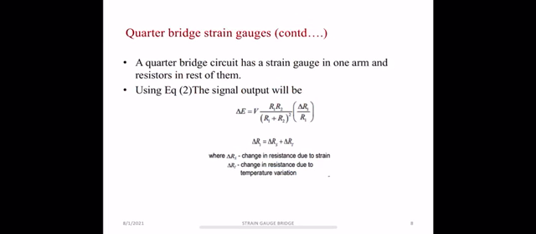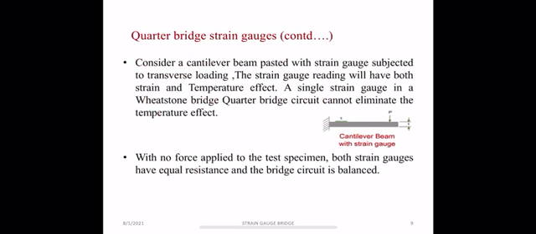A quarter bridge circuit has a strain gauge in 1 arm and resistors in the rest of them. Using equation 2, the signal output will be delta E equals V into R1 R2 by R1 plus R2 the whole square, into delta R1 by R1, where delta R1 equals delta RS plus delta RT. That is, delta RS is the change in resistance due to strain and delta RT is the change in resistance due to temperature variation.